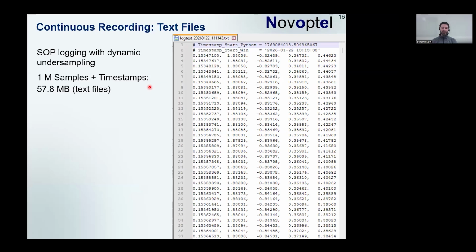The disadvantage with the text file is that the PC needs processing power to generate these strings with characters. This can be a bottleneck when you want to download and store the data as fast as possible. And also the text files consume some space on the disk. Here we have 1 million samples, and the file size is nearly 58 megabytes for the 1 million samples.